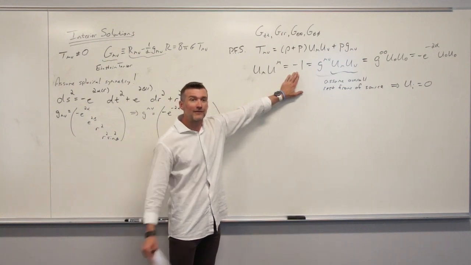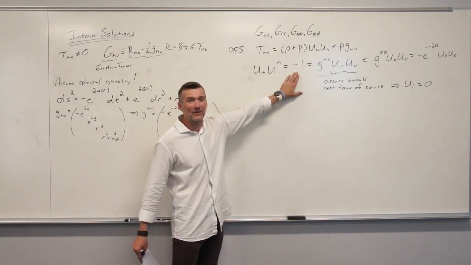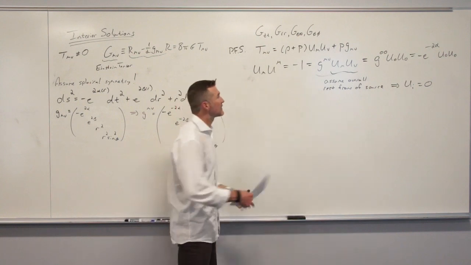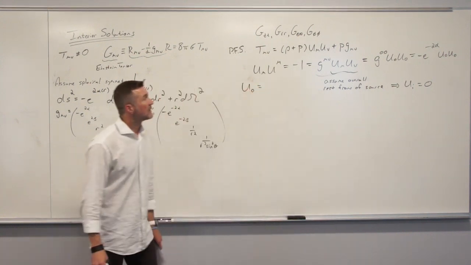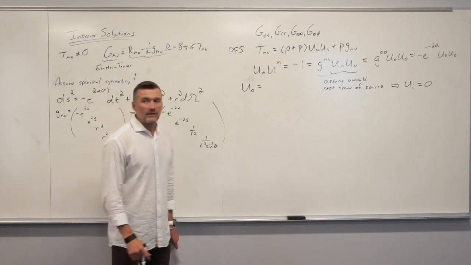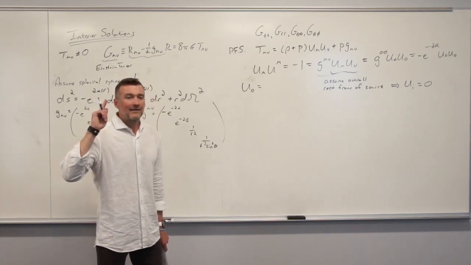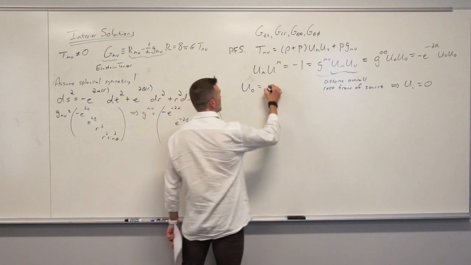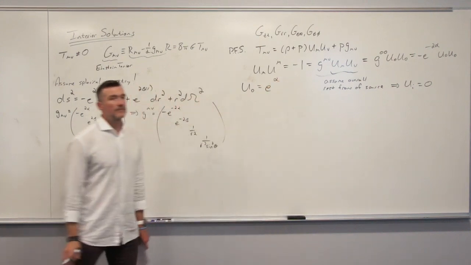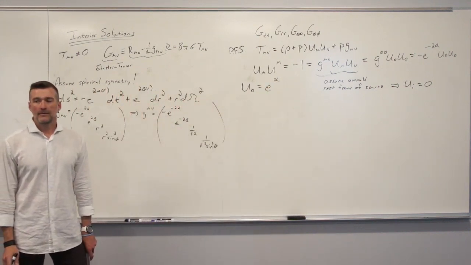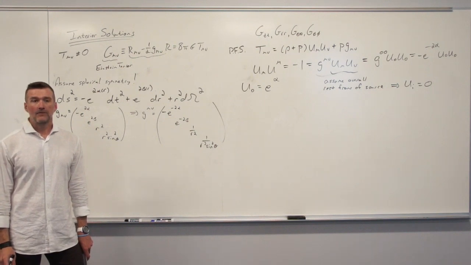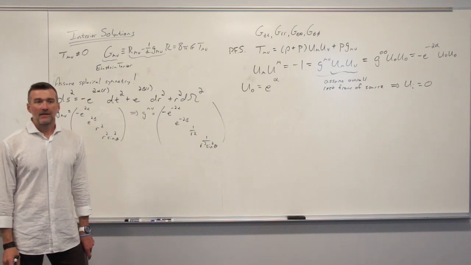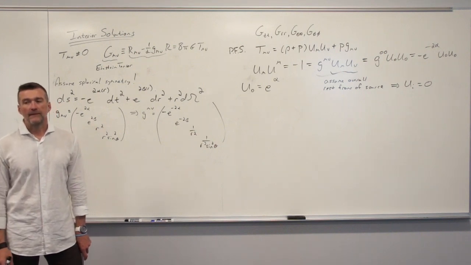So here's the answer that Katie should have given. In no way, in shape, or form would anybody have guessed this. U0 is equal to what? E to the alpha. Plus or minus? Plus. So the time-lag component's got to be positive. Okay?